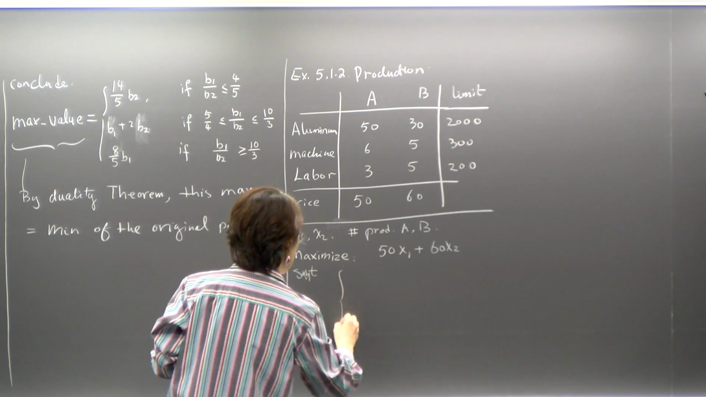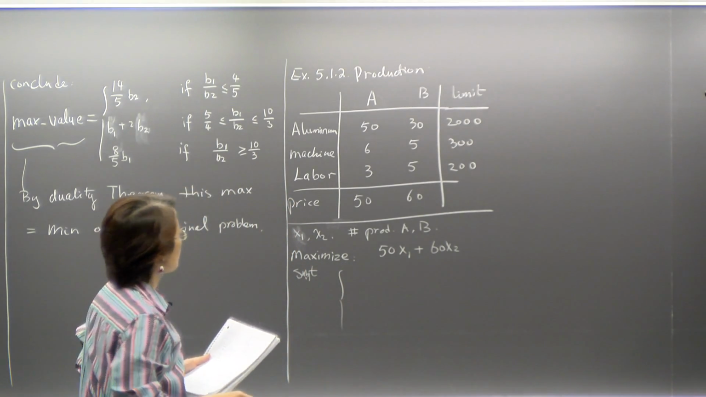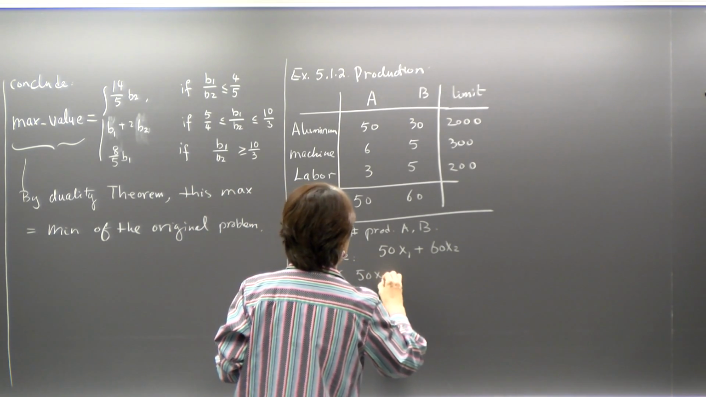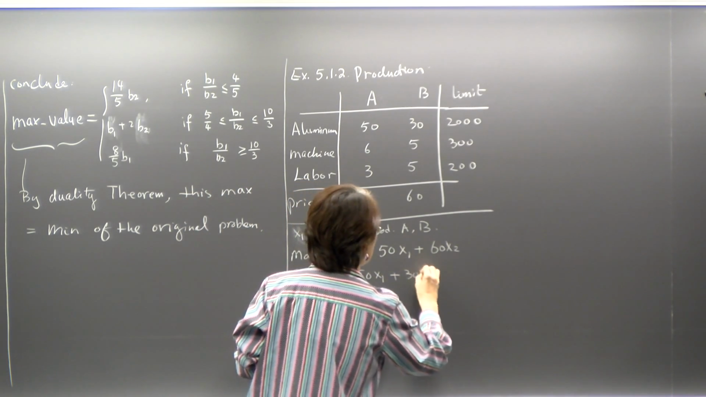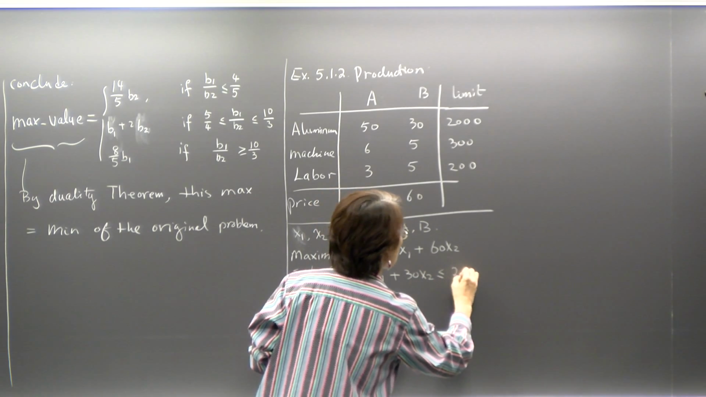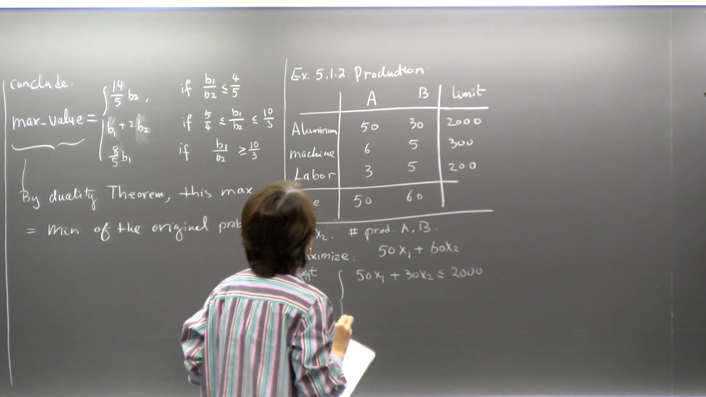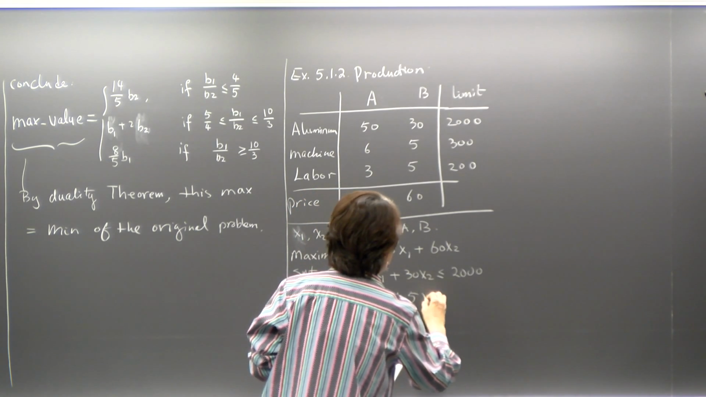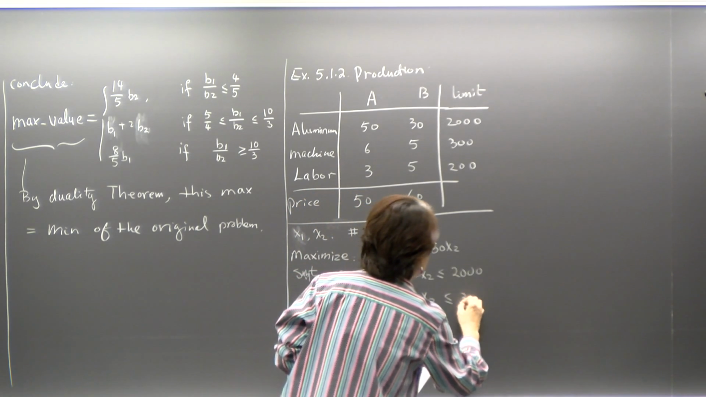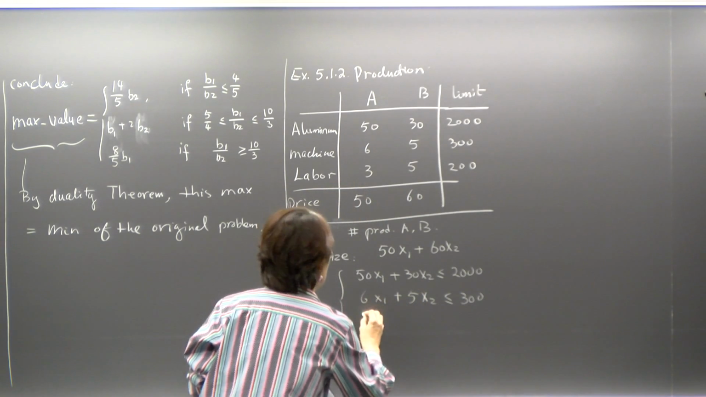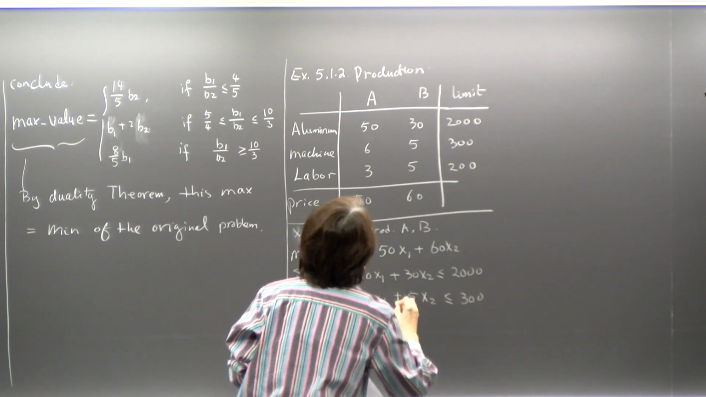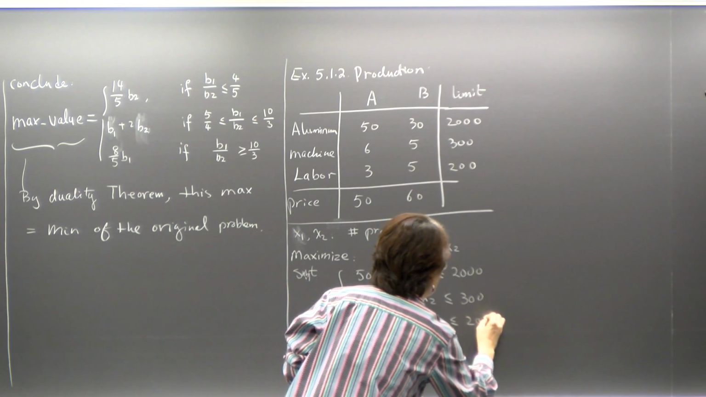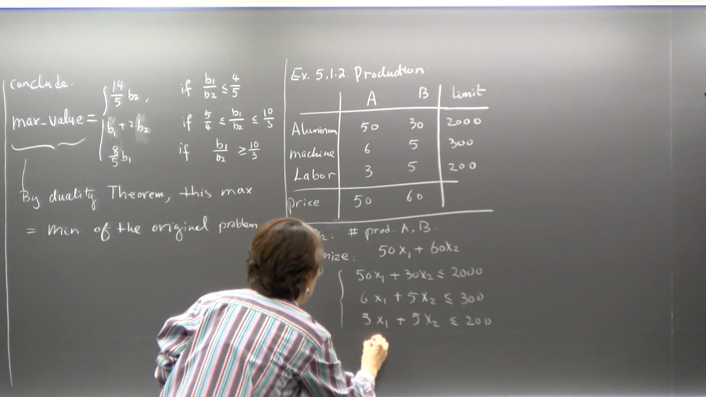I have 3 constraints, right? One from each resource. So I'll have 50 x1 plus 30 x2 must be bounded by the limit. It cannot be more than that. And 6x1 plus 5x2 bounded. And the third one, 3x1 plus 5x2 bounded by that. And of course, non-negative.